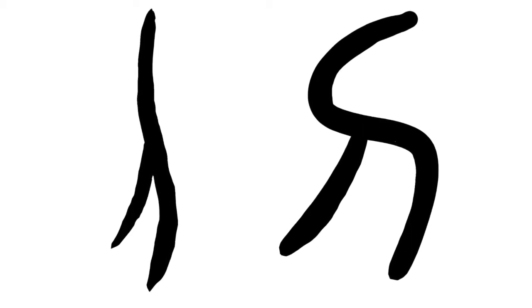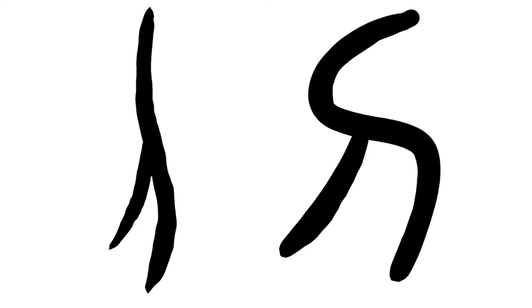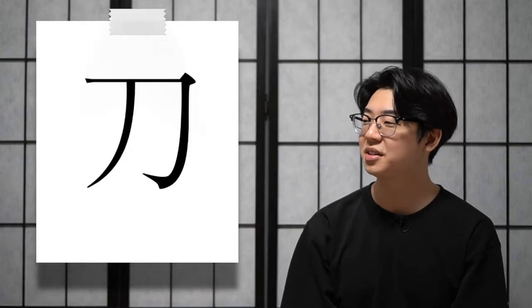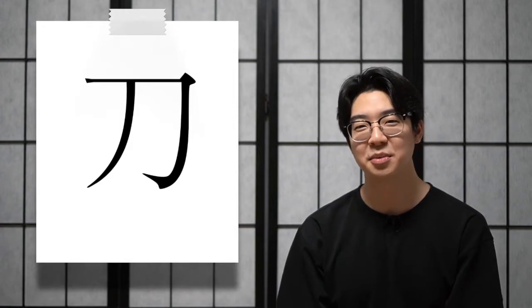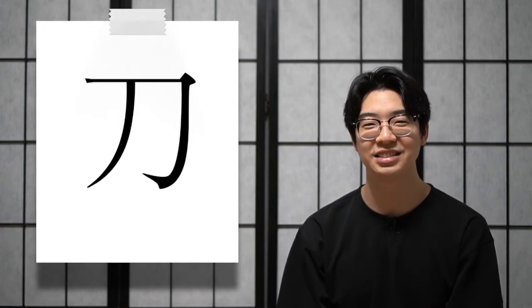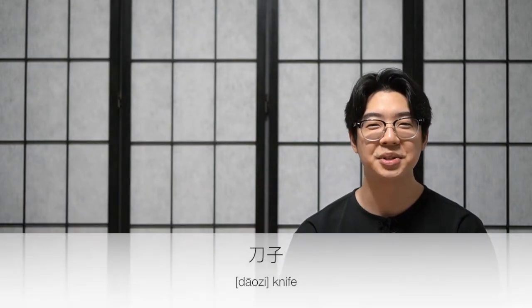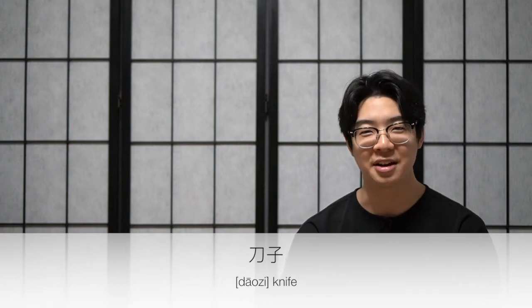It depicts the shape of a small knife with a handle. This is how the character looks today. Can you see the similarities with the ancient character? This character means knife. It is used in this word, 刀子, which means knife. Now that you know the main character, let's see it with some other characters.